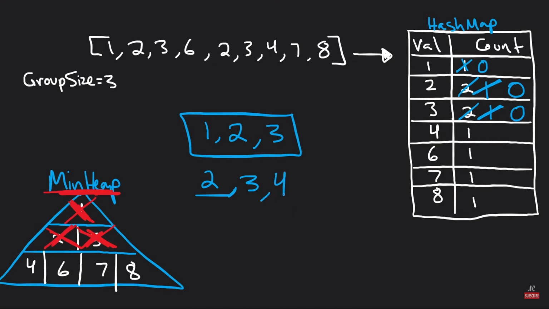Do we have any 4's available? Yes, we do. So we're just going to repeat the exact same process because we see we're decrementing the count of 4 down to 0. So once again, we can pop from our min heap. We're popping the minimum value from our min heap of 4. So we once again created a group size of 3.